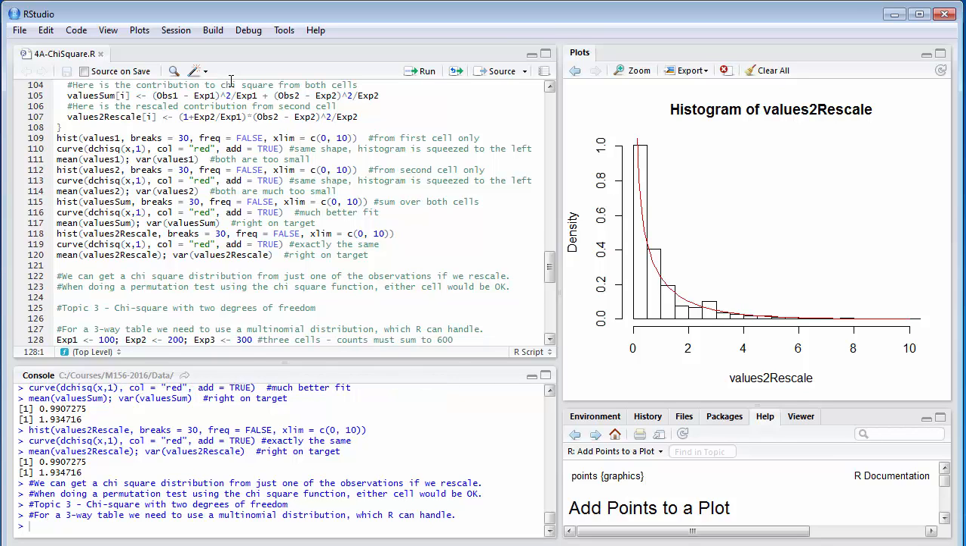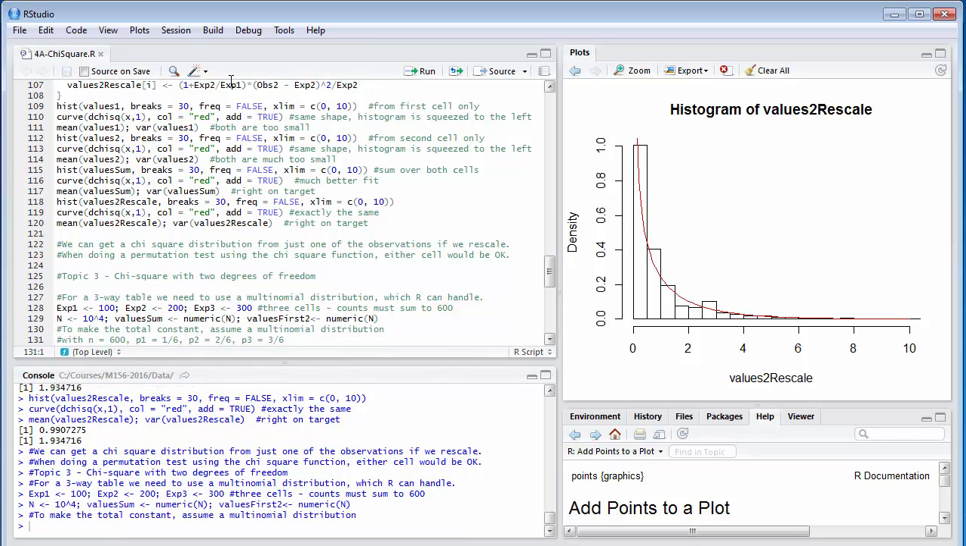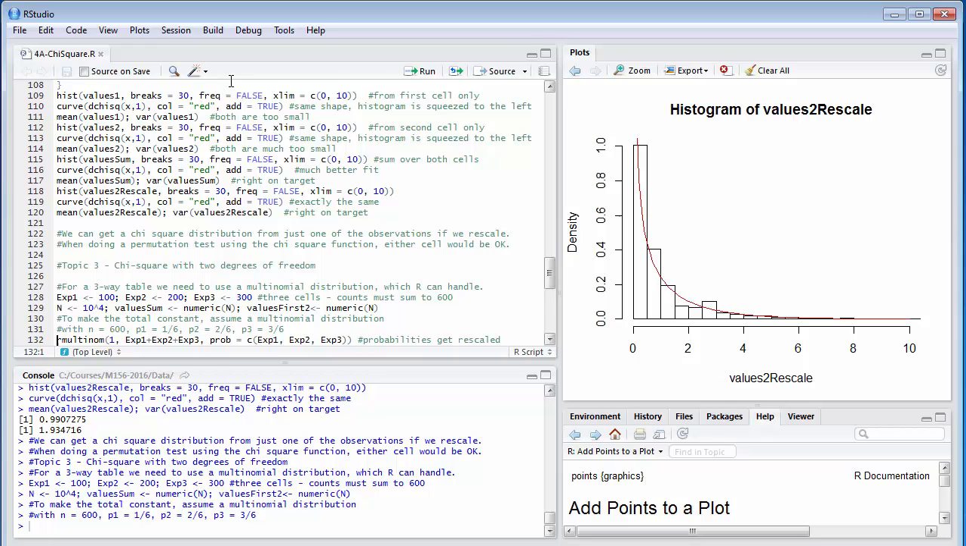Now let's try with 2 degrees of freedom. So this is going to give us a 3-way table, and I'm going to set up a table where the expected number of counts is 100 for cell 1, 200 for cell 2, 300 for cell 3. I'm going to do this 10,000 times, and I can do this by using the built-in multinomial distribution in R. I say n equals 600, and the probabilities for the 3 cells are 1/6, 2/6, and 3/6 in succession.